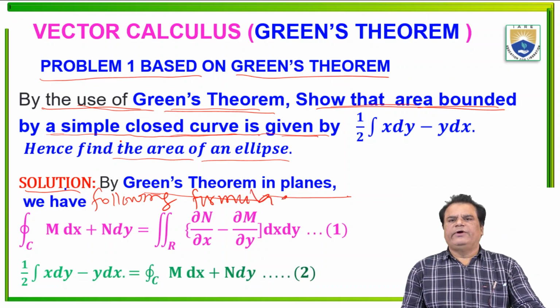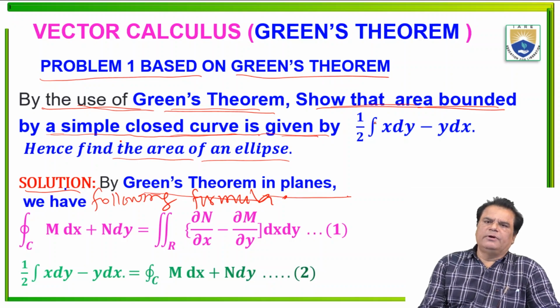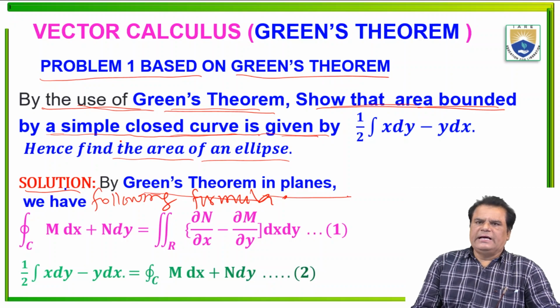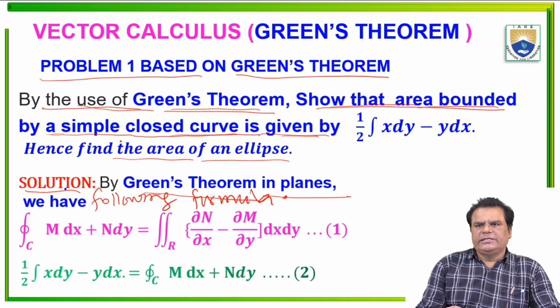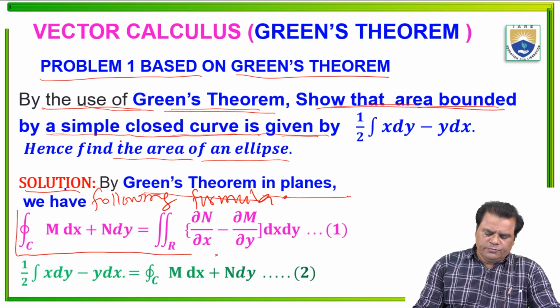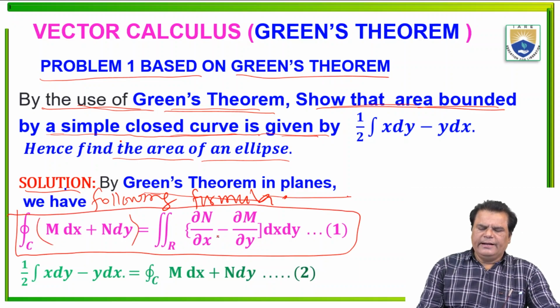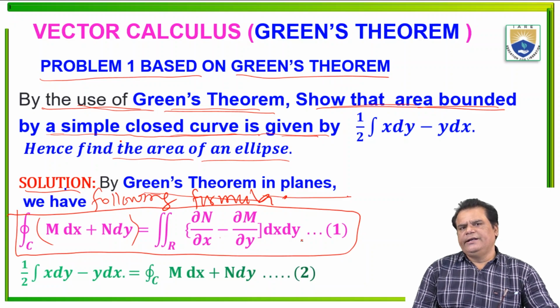Why Green's theorem in the plane? To solve this problem, we use Green's theorem. With the help of Green's theorem, we solve this problem. So the solution by Green's theorem in the plane has the following formula, represented by equation 1. The left side is a line integral, and the right side is an area integral.